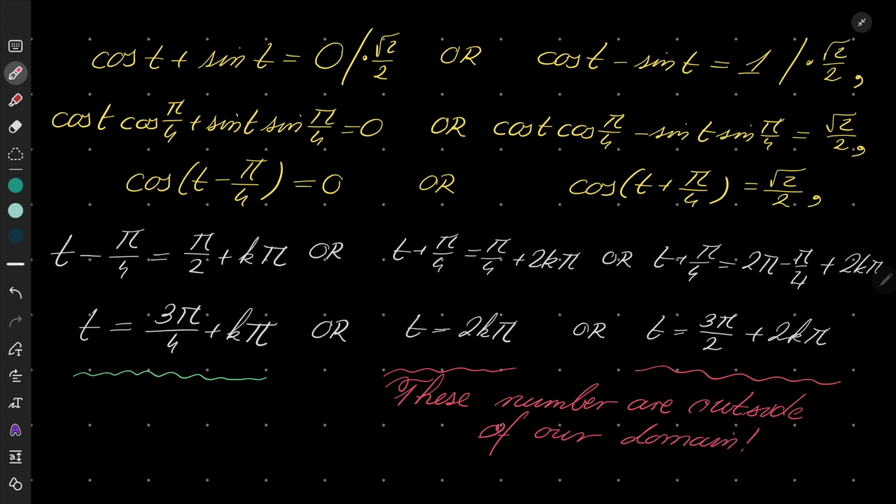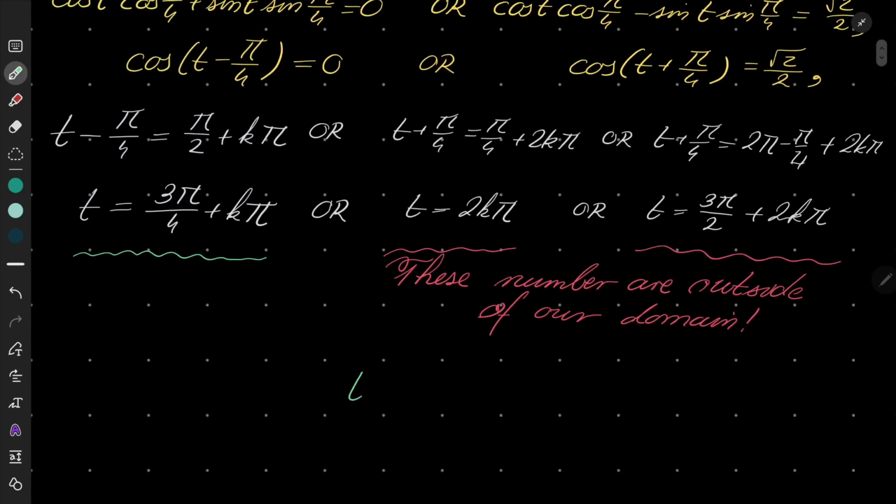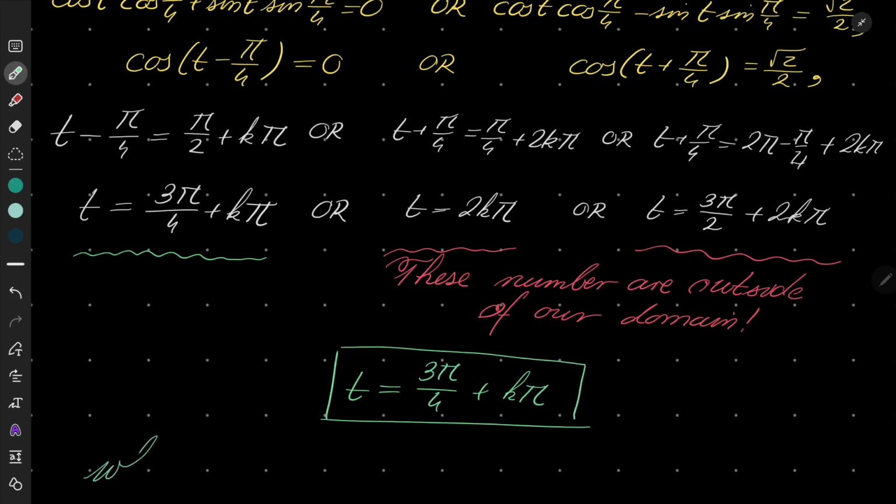So finally, we have only one option, namely t must be equal to 3π/4 + kπ, where k is any integer whatsoever. And that closes our solution. Thank you for watching, and I will see you next time. Goodbye.